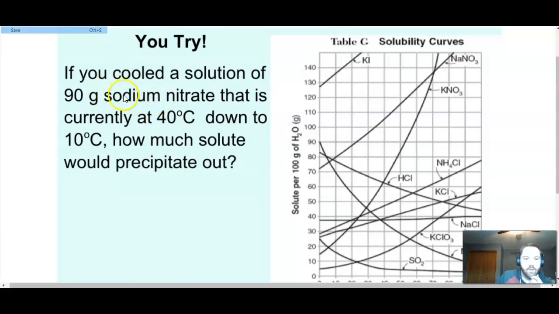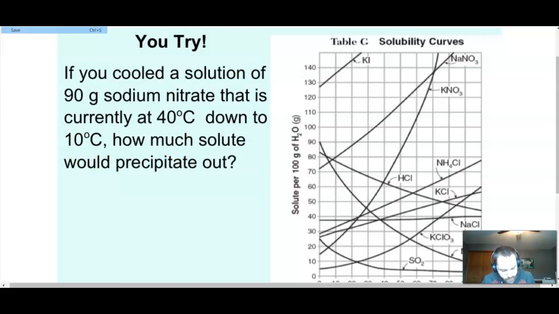Okay, if you cooled a solution of 90 grams sodium nitrate that is currently at 40 degrees Celsius down to 10 degrees Celsius, how much solute would precipitate out? So now we're getting into some of those harder questions. It's basically asking, kind of going back to our salt analogy here, you heat it up, then you cool it. What's going to happen? Like basically how much extra is dissolved in the solution right now that shouldn't be.